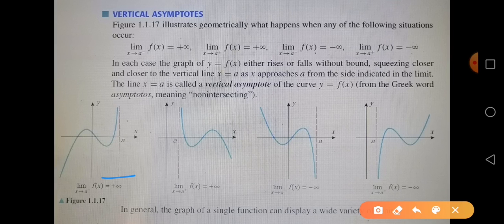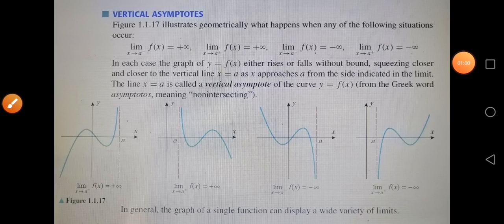Here again, as x approaches a, the limit of f(x) is equal to infinity, so we have a vertical asymptote at x equals a. So whenever we have an infinite limit, we will have a vertical asymptote at that particular point.